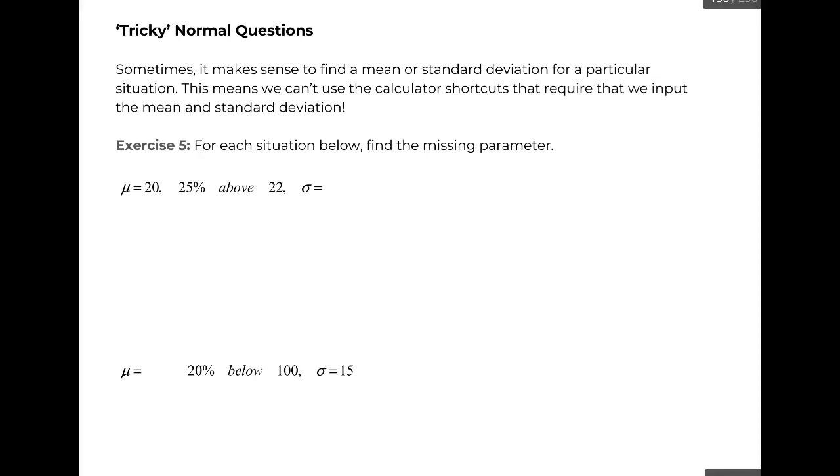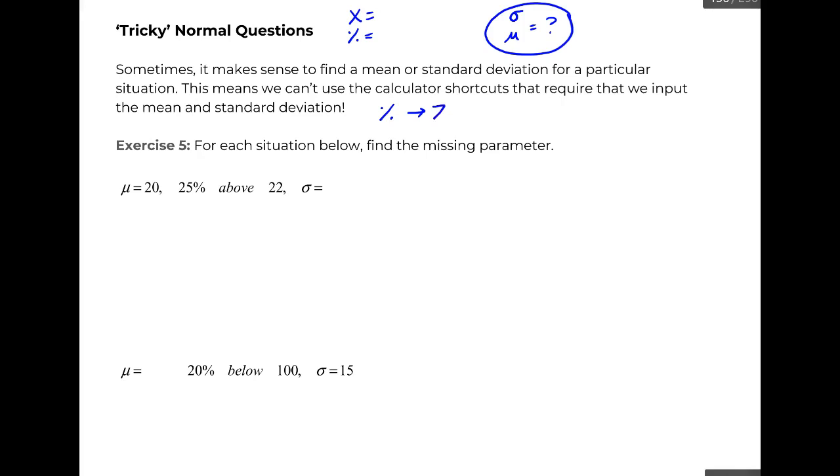So in a tricky normal question, you're going to be given both the cutoff and the percent, and I'm going to be asking you to find either the mean or the standard deviation. That's the piece that we will not know. So I'm going to ask you for a parameter. And since you don't have the mean and standard deviation, you won't be able to use inverse normal, normal CDF the traditional way. So we will have to use our steps.